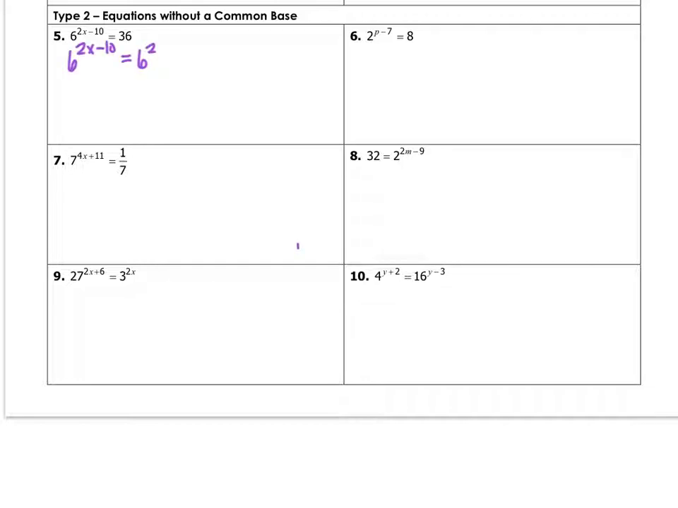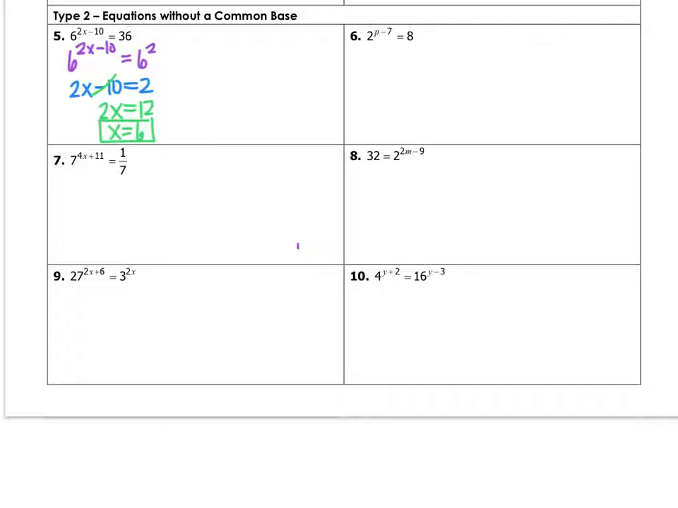Hopefully you realize that 36 is actually 6 squared. So I can rewrite 36 and not change the value of it by putting it as 6 squared. So now I have a common base, and so what equation can I write and solve? Go ahead and pause the video and finish this problem out. So hopefully you were able to see that x is 6, and when I plug it back in, I can check it. So 2 times 6 is 12, minus 10 is 2, and 6 to the second I know is 36. Fantastic. All right, let's look at number 6.